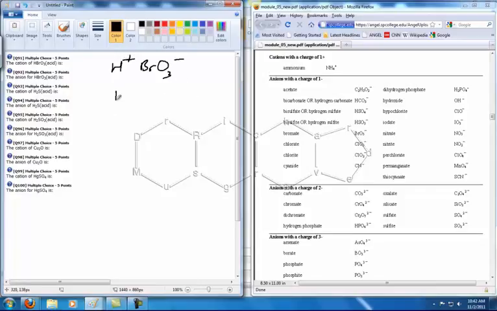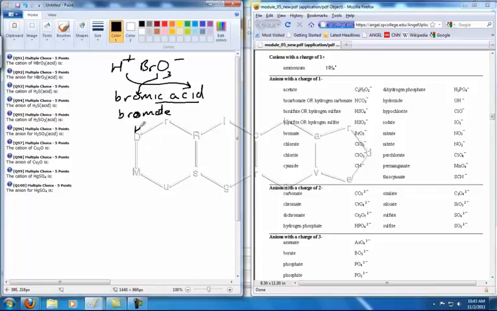And the name of this will be bromic acid. Now the acid comes from this part, and the BrO3 minus comes from bromate, and that's going to lead to bromic acid. So ate goes to ic acid.